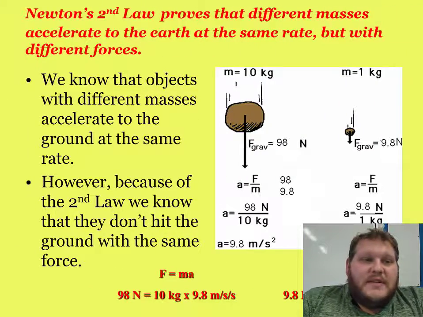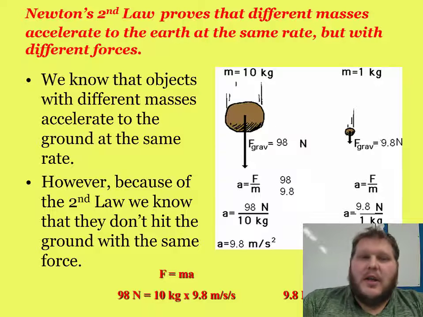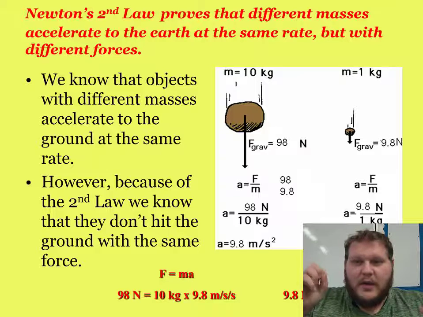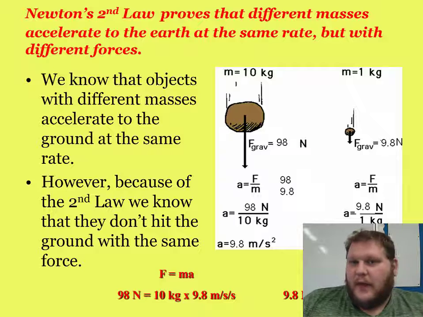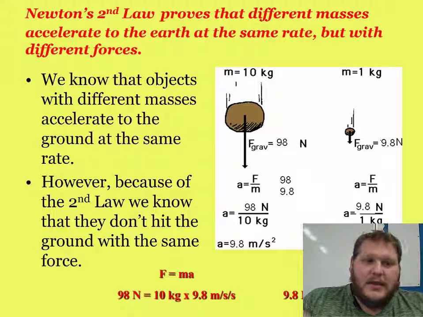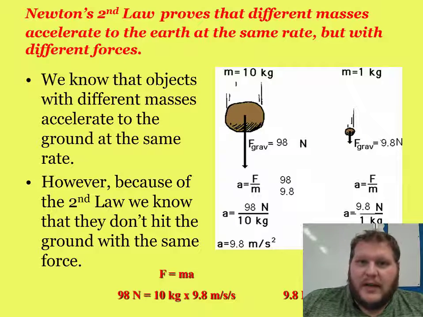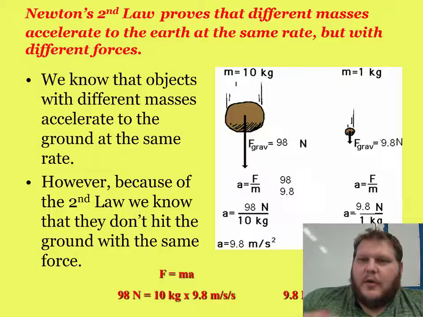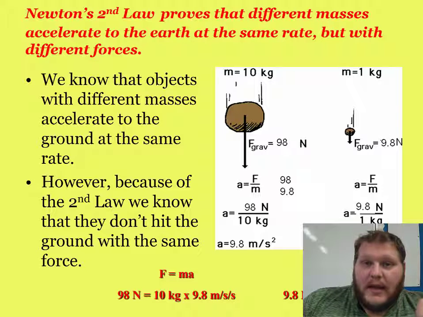Newton's second law proves that different masses accelerate toward the Earth at the same rate, but with different forces. So we know the old thing where if we drop a feather and a rock at the same time in the exact same space, they would fall identically. It's the same thing for a bigger rock and a small rock, even though they're the same shape and the same composition.